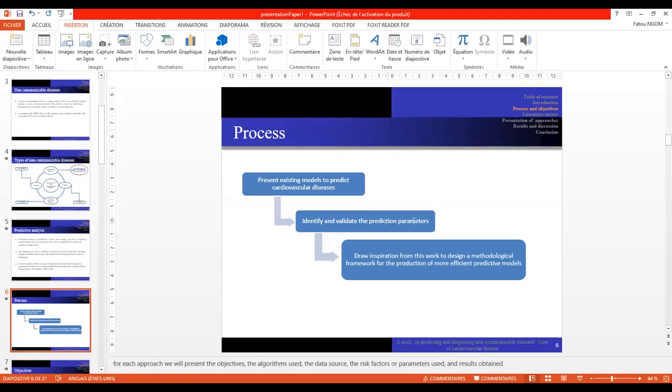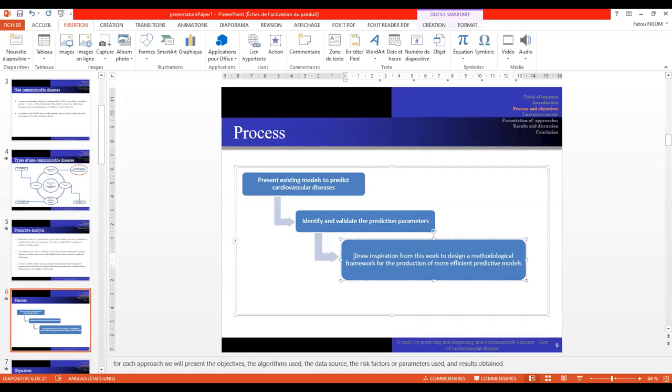Help to identify and validate the predictive parameter. Parameters are important in the prediction of cardiovascular disease. That's because this parameter can help to predict earlier a disease like cardiovascular disease, like cancer, like diabetes.